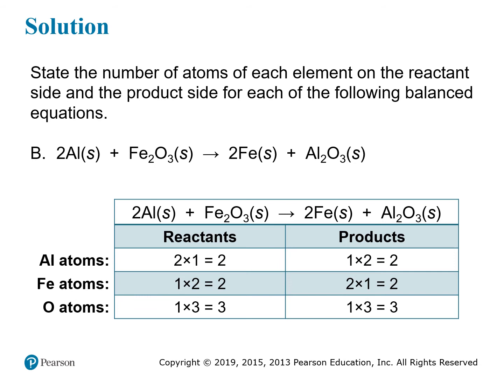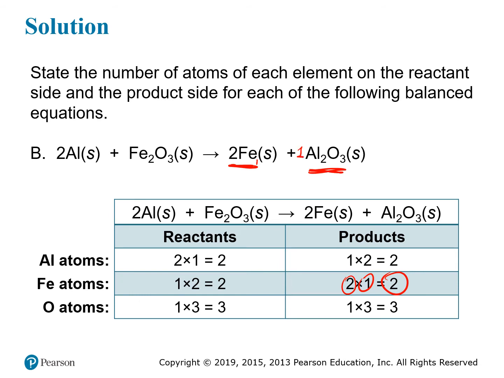On the product side, we have a 2 in front of the iron. These are a little bit out of order on this side because things changed around. So now we're starting with iron, which is the second row. So the 2 in front of iron is this 2. But again, because there's no subscript, you assume the subscript is 1, so 2 times 1 is just 2 iron atoms.